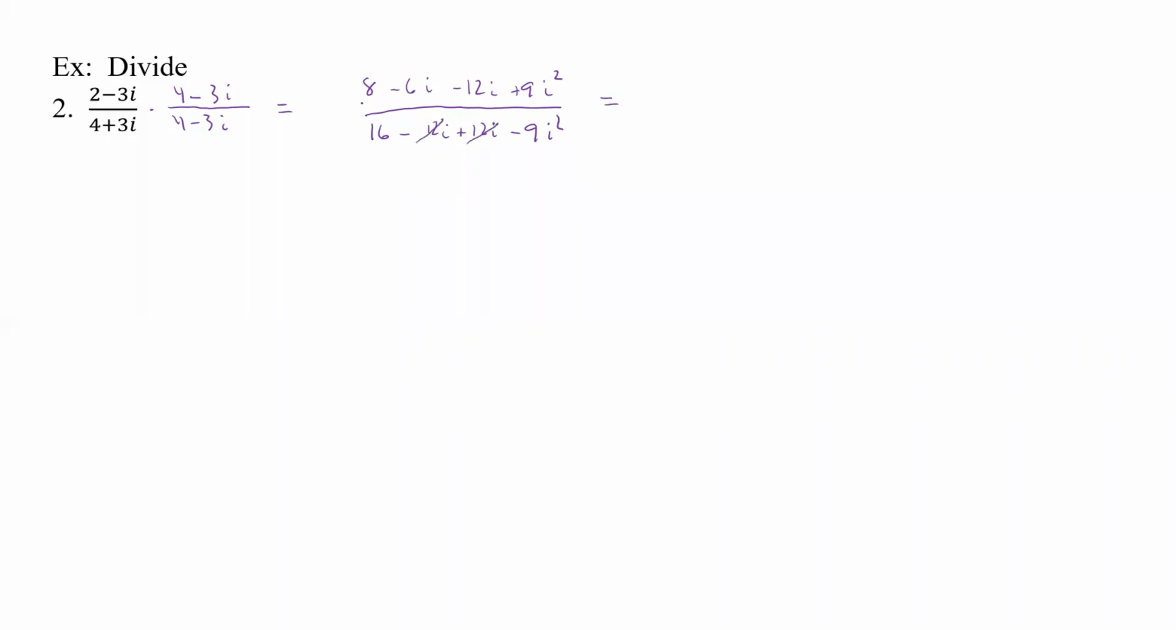And so now simplifying even more, we have 8. Then we have minus 6 minus 12 is going to be minus 18i. And then i squared is a negative 1, so we're going to have plus 9 times negative 1. And that's all over 16 minus 9 times negative 1. And so here that's going to give us 8, and then that's going to be a minus 9 minus 18i all over. Here we have 16 plus 9.